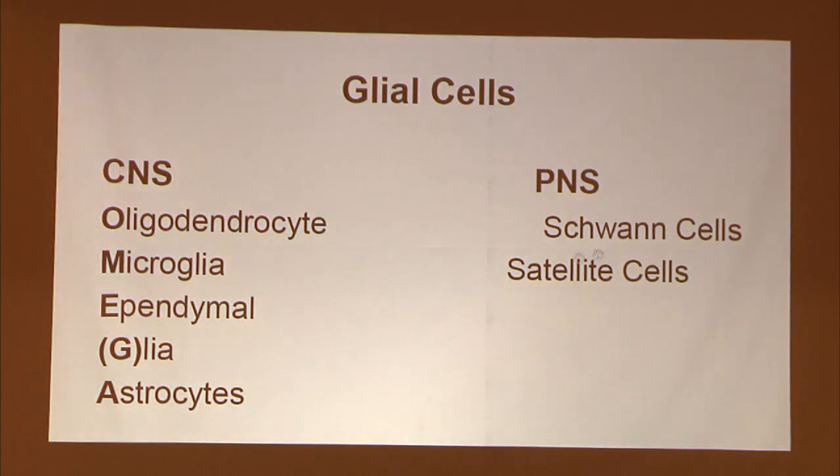The PNS gets Schwann cells and satellite cells. They don't really talk about satellite cells usually that much, but they exist and they're in the peripheral nervous system. And I think that's usually all you need to know about those at least. But the other ones, their functions are important. So Schwann cells are going to be for what? Does anyone remember their function? Myelinating. So in the PNS, the Schwann cells are for myelination.